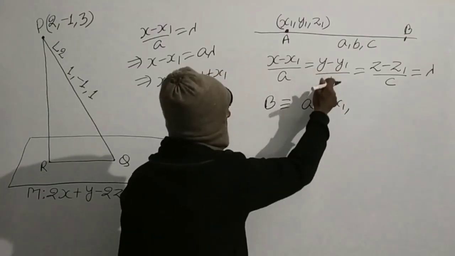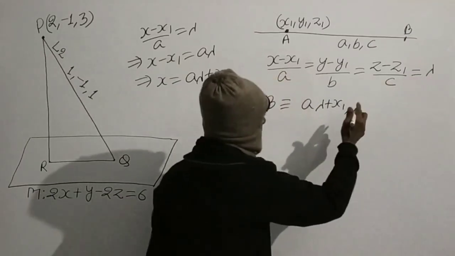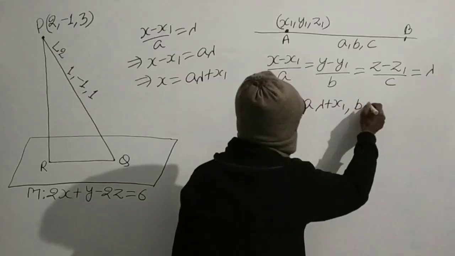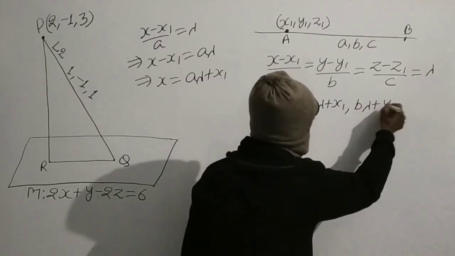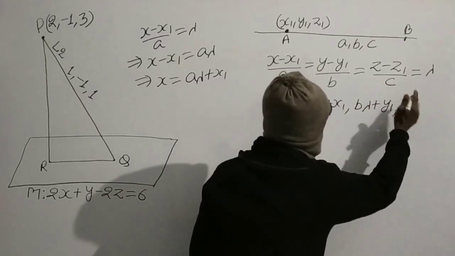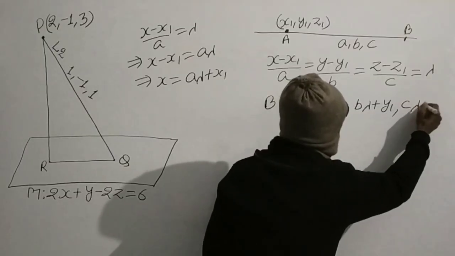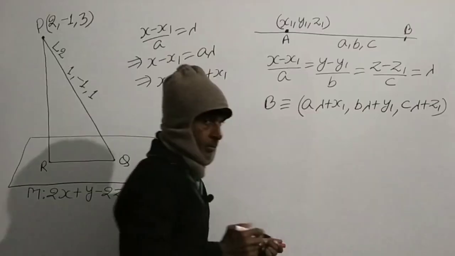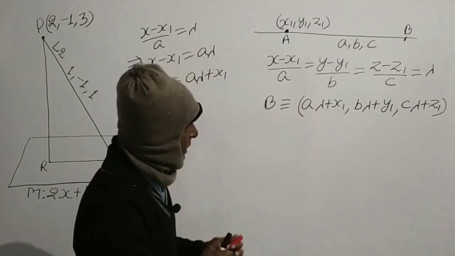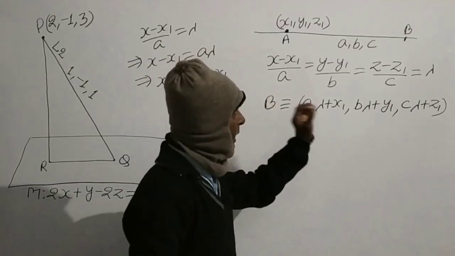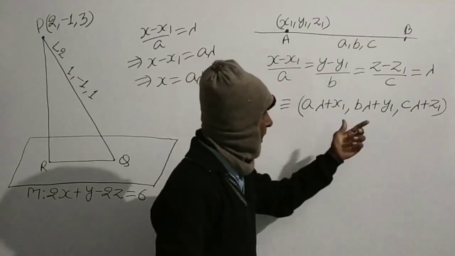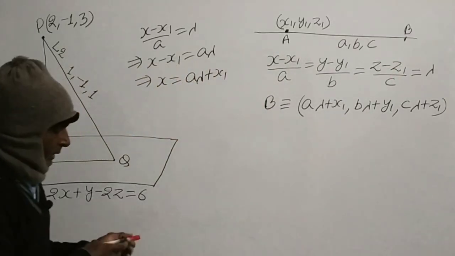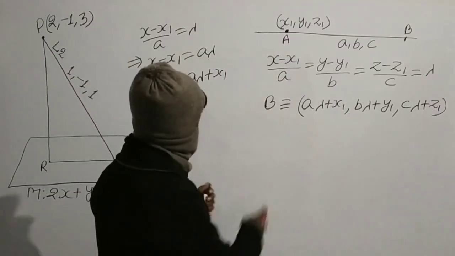Similarly, (y minus y1) by b is equal to lambda will give b lambda plus y1, and c lambda plus z1. We can suppose coordinate of any point on this line in this form. This is our formula.